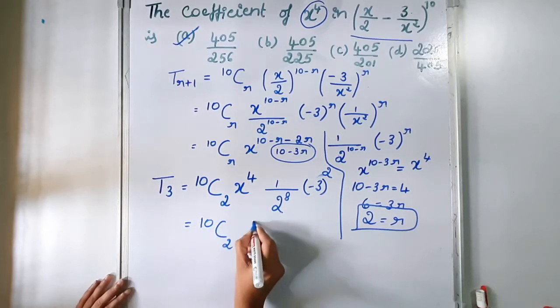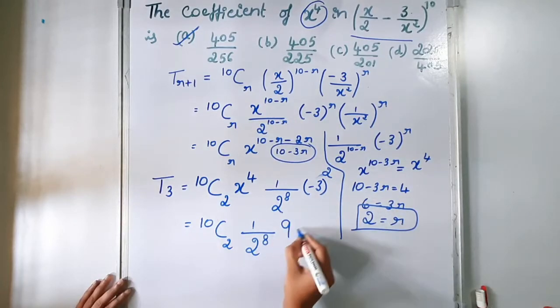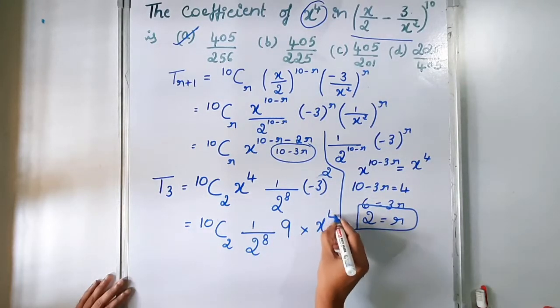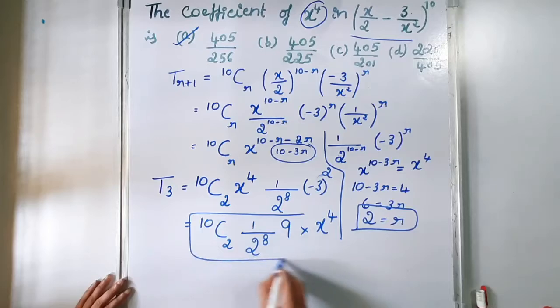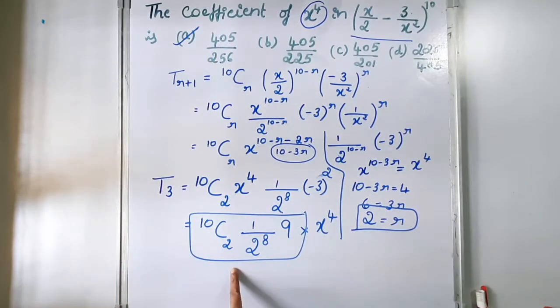10C2 times (1/2)^8 times (-3)^2 which is 9, into x to the power 4. So this is the coefficient of x to the power 4. It is not in this form, right? So we have to find the value of this.